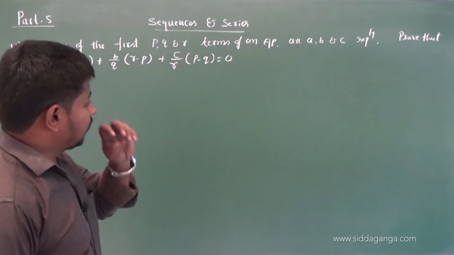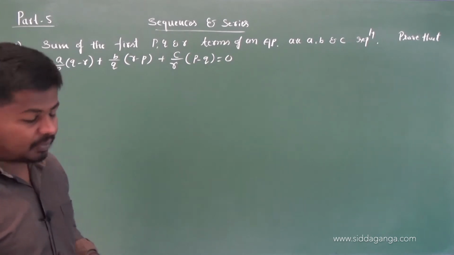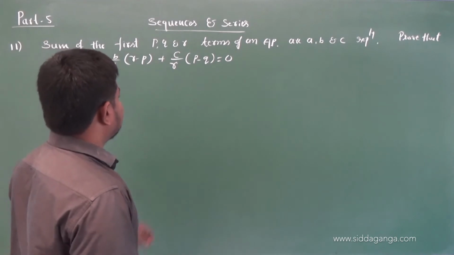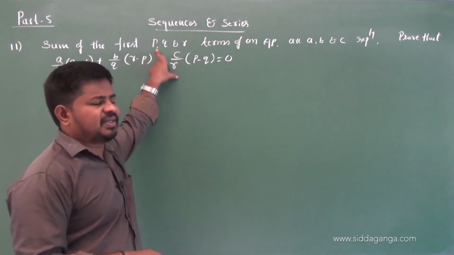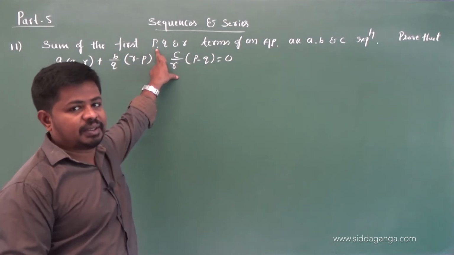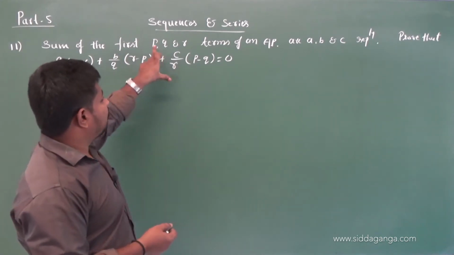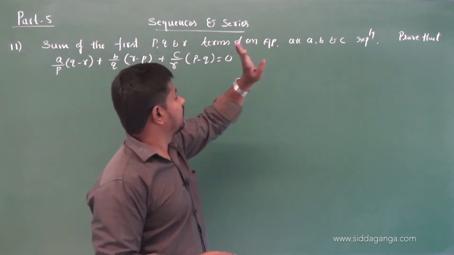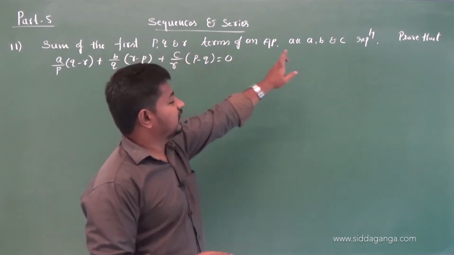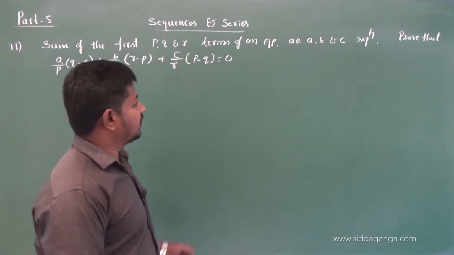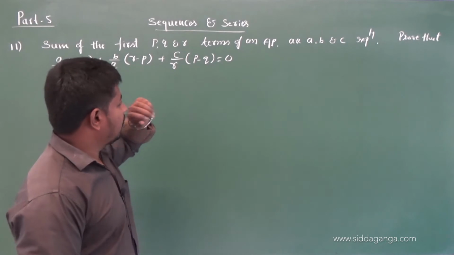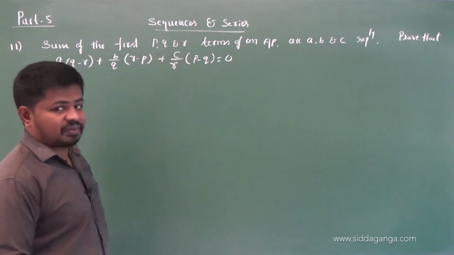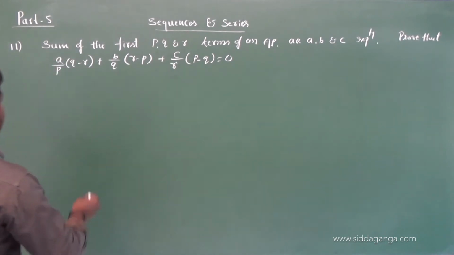Now this is the question, students. The sum of the first P terms, Q terms and R terms is given. The sum of the first n terms is n by 2 into (2a plus (n minus 1) d). The sum of the first P terms is A, the sum of the first Q terms is B, and the sum of the first R terms is C. That's what has been given. Now we have to prove that this expression is equal to 0. Simple one, right? Now let's write the data given.